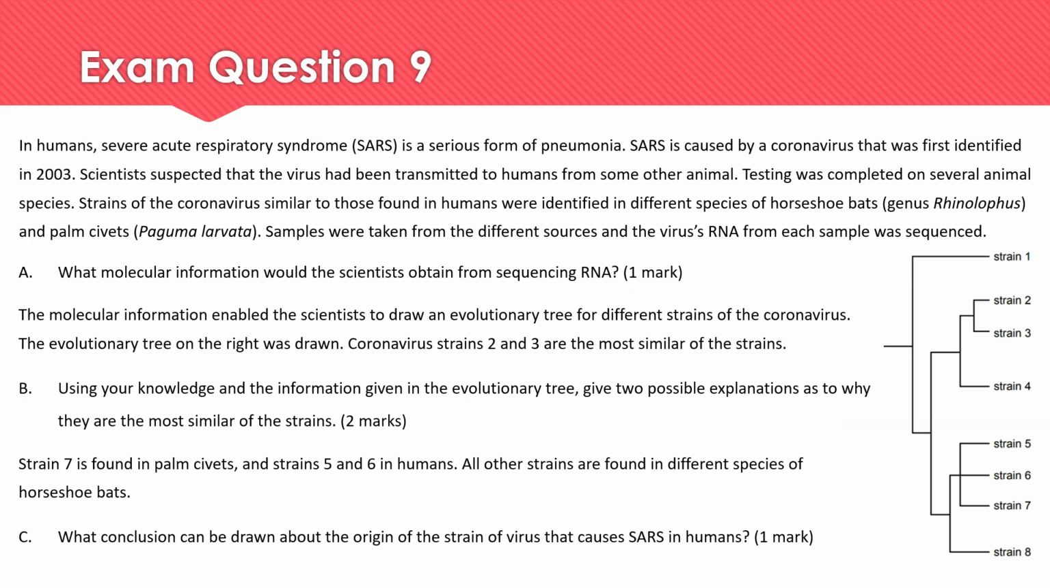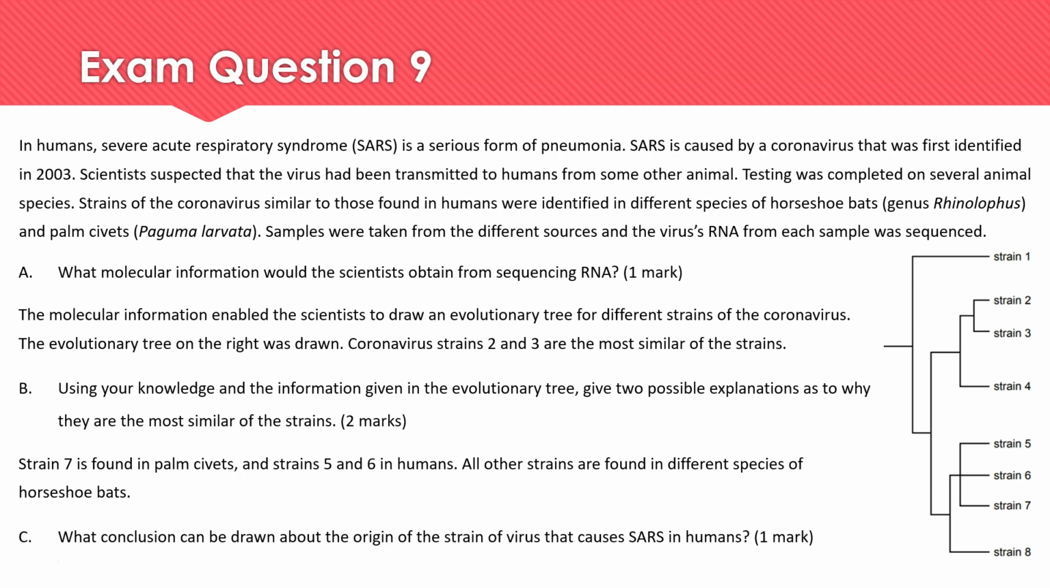This brings us to exam question 9. In humans, severe acute respiratory syndrome, or SARS, is a serious form of pneumonia. SARS is caused by a coronavirus that was first identified in 2003. Scientists suspected that the virus had been transmitted to humans from some other animal. Testing was completed on several animal species. Strains of the coronavirus similar to those found in humans were identified in different species of horseshoe bats, genus Rhinolophus, and palm civets, Paguma larvata. Samples were taken from the different sources, and the virus's RNA from each sample was sequenced. A. What molecular information were the scientists obtained from sequencing RNA?